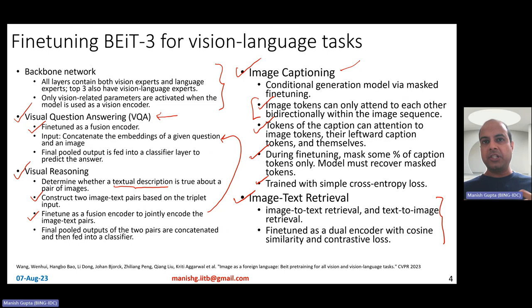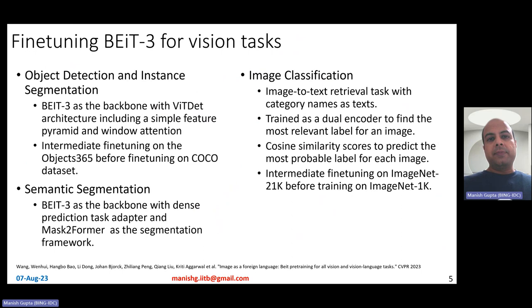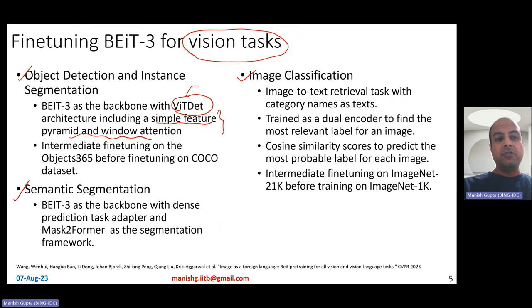Okay. So that's that. Now, BEiT-3 can also be used for vision-only tasks. No text is involved. So tasks like object detection, instance segmentation, semantic segmentation, and image classification. For object detection and instance segmentation, BEiT-3 is used as the backbone, and then they combine it with the ViT detection architecture, which includes a simple feature pyramid and window attention. If you don't know these, it is good to look at the ViT detection paper and detection architecture papers to understand what they are. Maybe I'll cover them in some other video. But the interesting part is that here also they've used BEiT-3 as the backbone architecture.